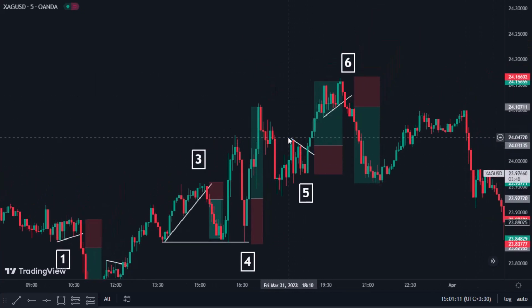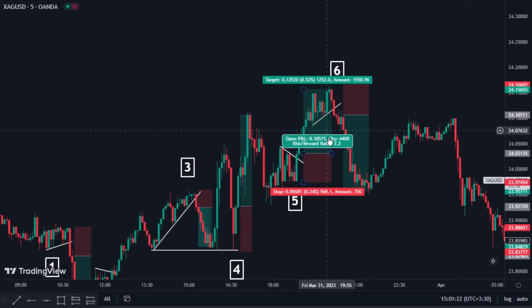On the trade 5 we did have this trend line with 1, 2, 3, 4 touches. On the 5th time it was broken here, we did have the chance to enter a buy position, put our stop loss below the candle, and it gives us a reward of 2.2.